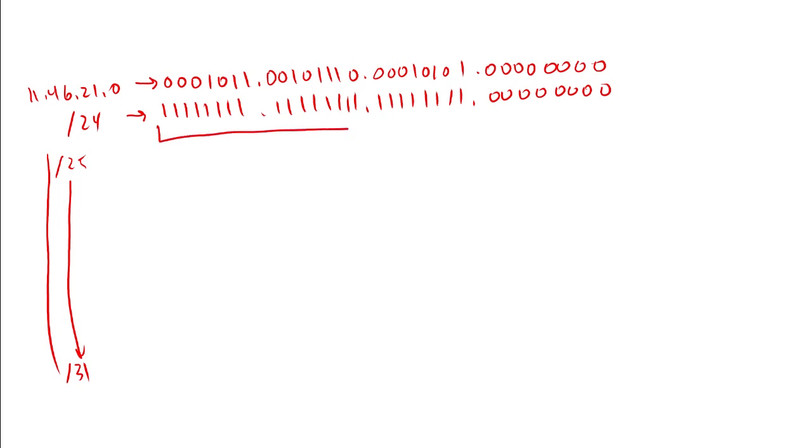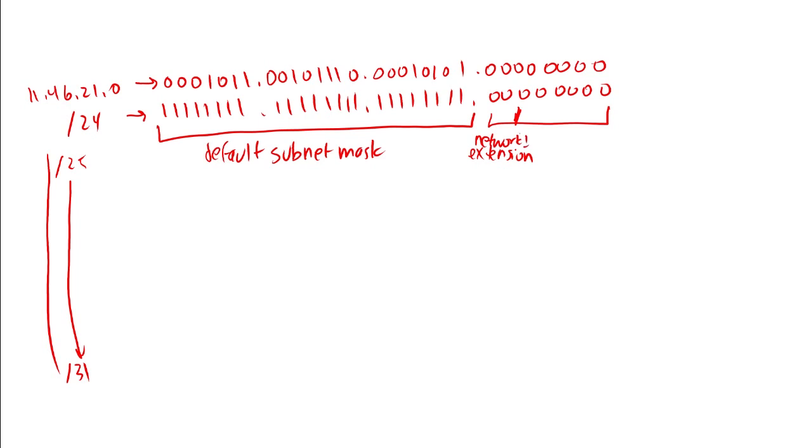So if we look at this portion of our subnet mask, it's ones. It's not going to change. The only thing that can change is that we're going to add more zeros here. So they call this the default subnet mask, and then this piece becomes the extension or network ID extension, and these are called the hosts.